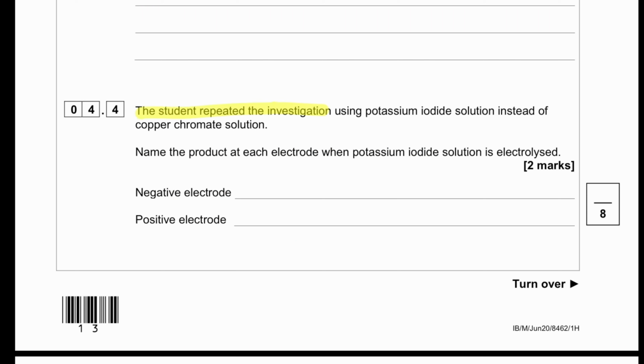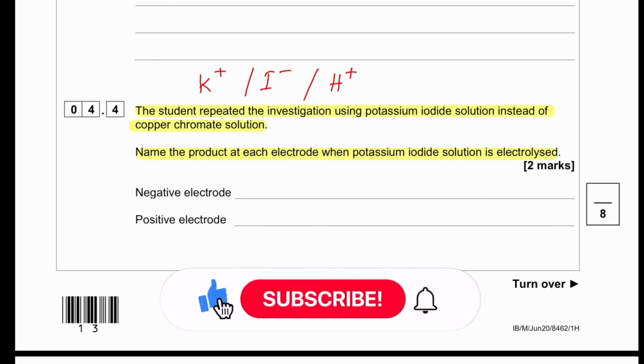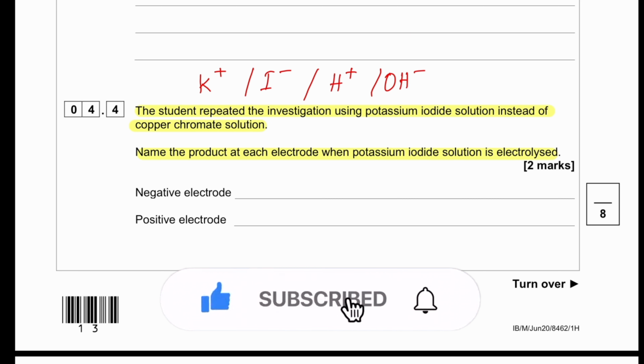The student repeated the investigation using potassium iodide solution instead of copper chromate. Name the product at each electrode when potassium iodide solution is electrolyzed. Guys, we have to understand potassium iodide contains potassium ion and iodide ion, and because it is a solution, that's why it contains H plus ion and OH minus ion.